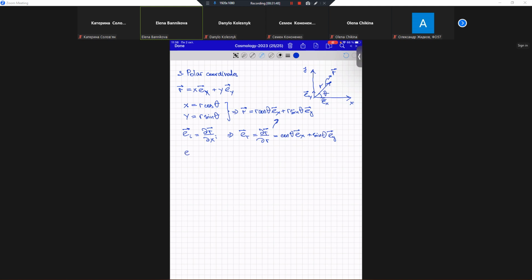The component of the basis vector e theta will be dr by d theta. Looking at this one, I will have minus r sinus theta e x, plus r cosinus theta e y, by the polar coordinates. Of course, this is two-dimensional and understandable. For a more simple case, we can consider the same for three-dimensional, for the cylindrical coordinate or spherical.